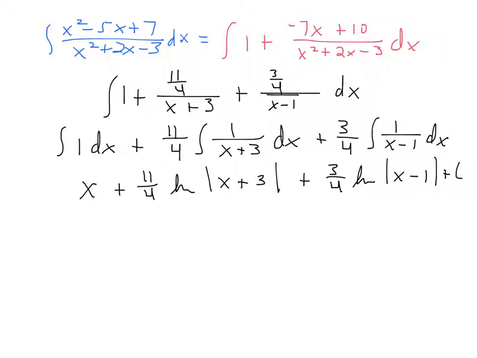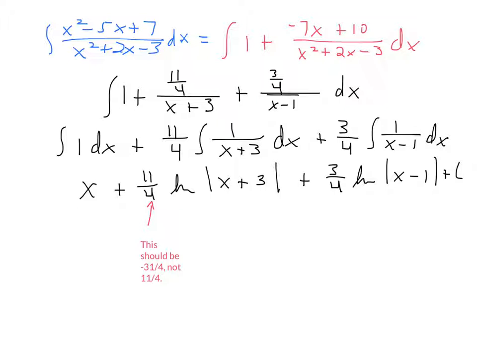So we kind of took this problem in several stages. First, we realized that our degree on top was the same as the degree on the bottom. We couldn't do partial fractions just yet, but we did long division and found that that would equal 1 plus our remainder here, the negative 7x plus 10, over our divisor of x squared plus 2x minus 3. So we're able to split up this integral, but the only way to really get to this one is to go with partial fractions. So we focused on that and found that you could rewrite this one big fraction as 11/4 over x plus 3 plus 3/4 over x minus 1.